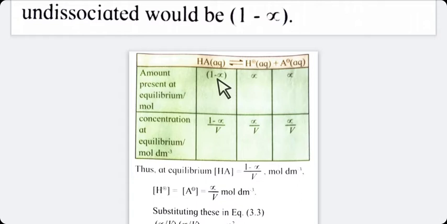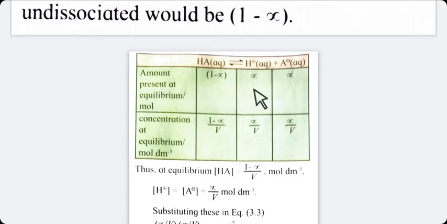When it is dissociated into H plus and A minus, the amount is alpha. Always remember, the degree of dissociation is alpha, and the amount which remains undissociated is 1 minus alpha. So HA aqueous is undissociated here. That's why it is 1 minus alpha. And when it is dissolved in water, it is partially dissociated into H plus and A minus. That's why it is alpha.